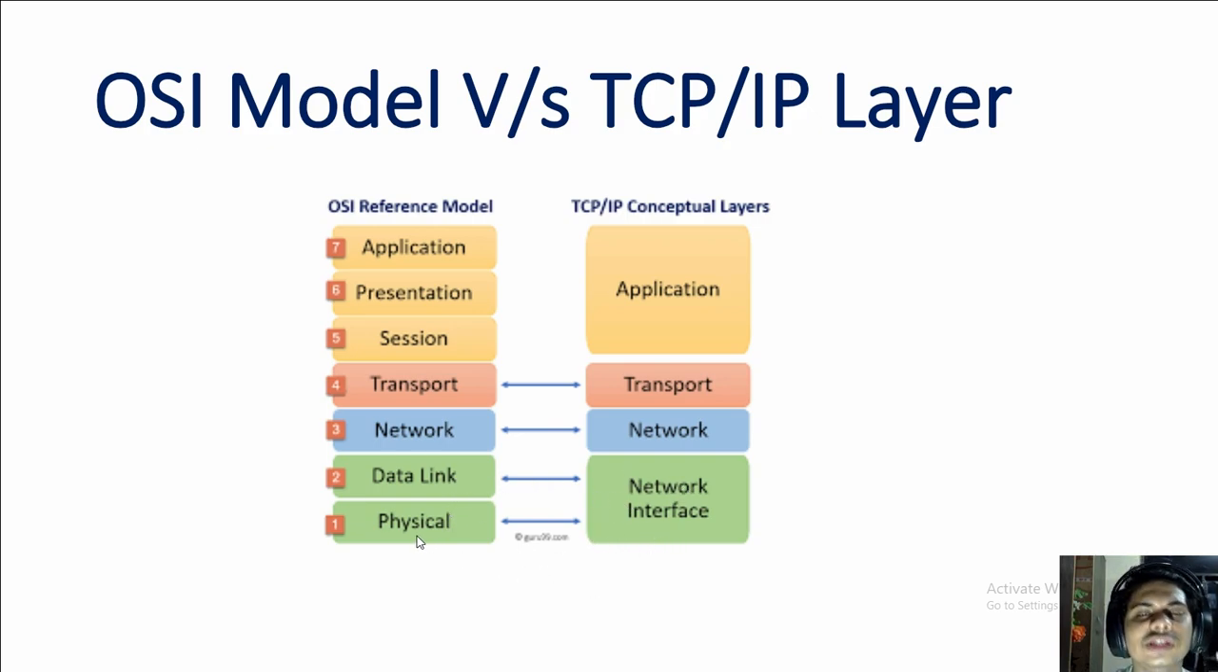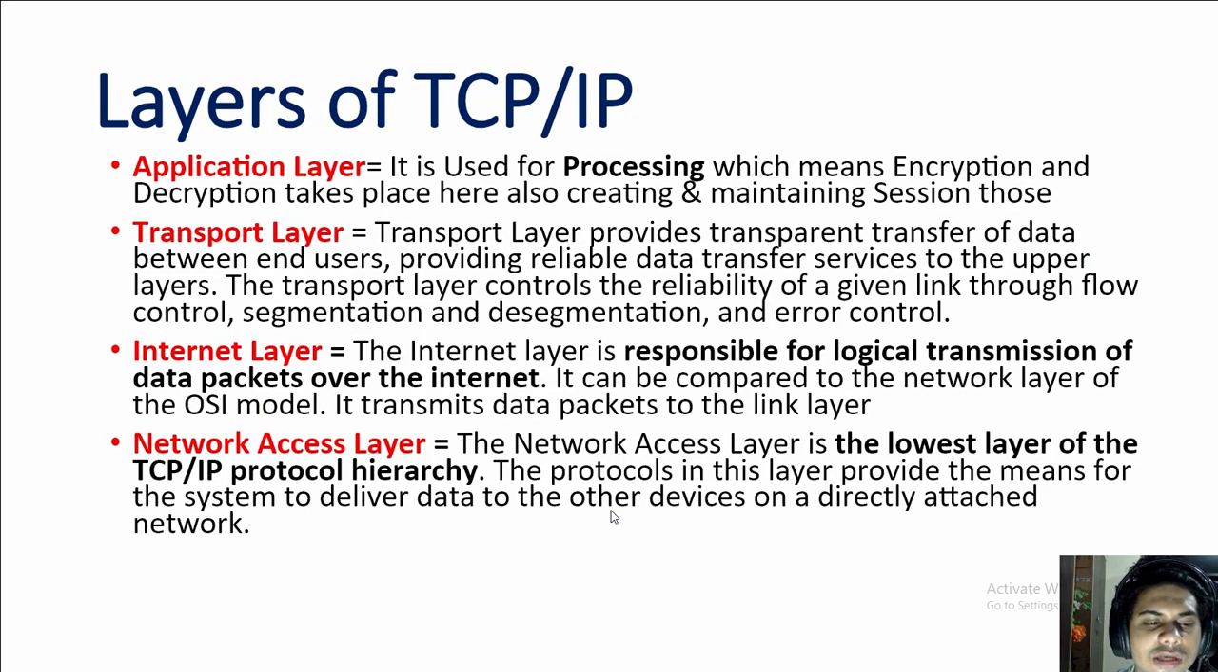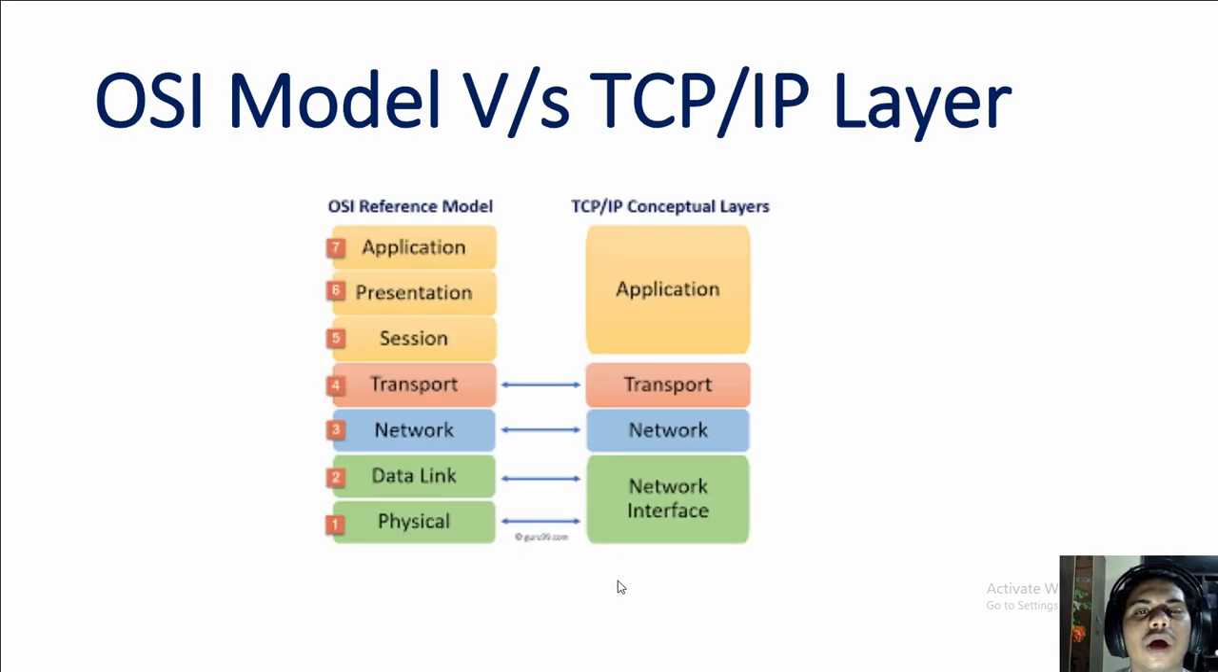The physical layer is something like a delivery layer, which means its responsibility is to deliver all the data to the user, to the receivers. The responsibility of the physical layer is to deliver the data to the physical layer of the receiver side. So these are the layers of the TCP/IP model. I think now you can understand.